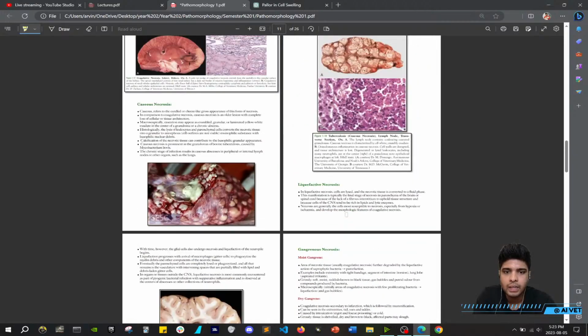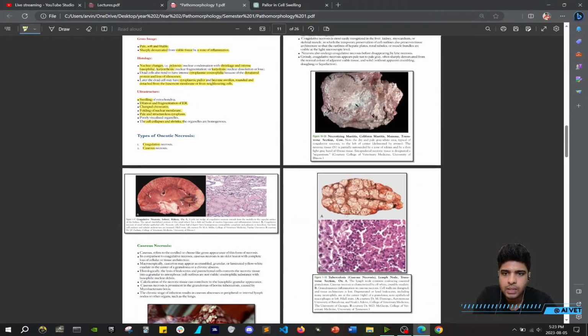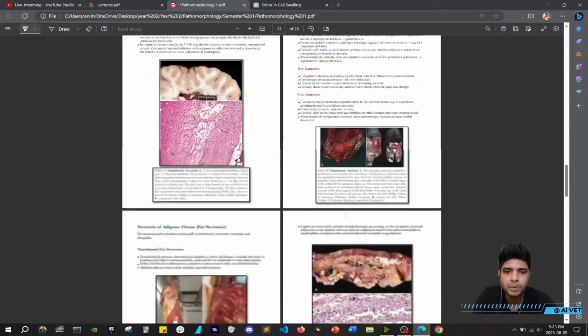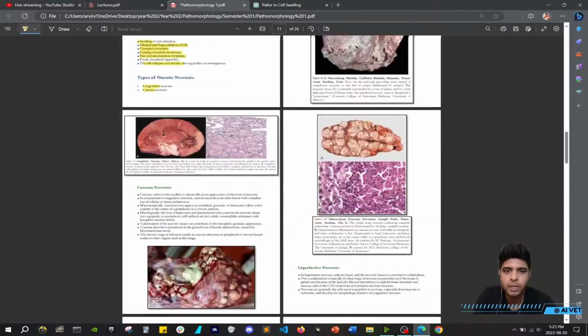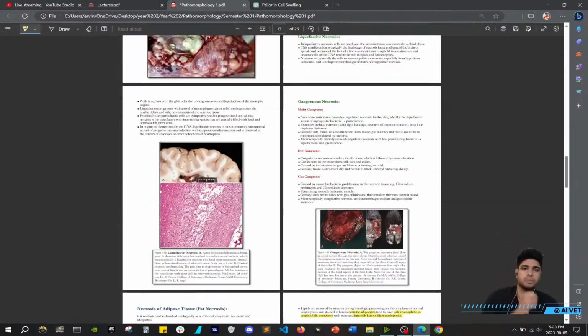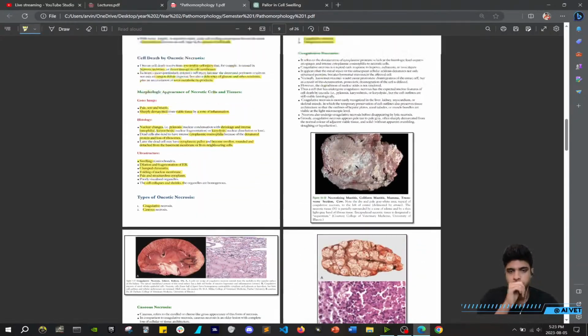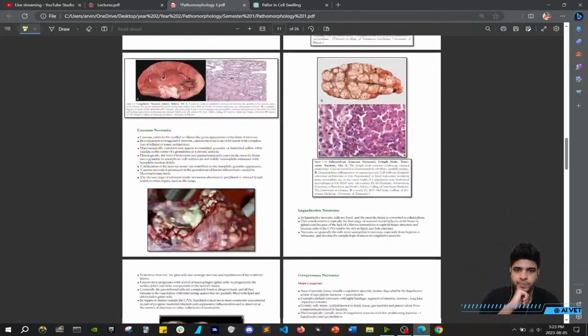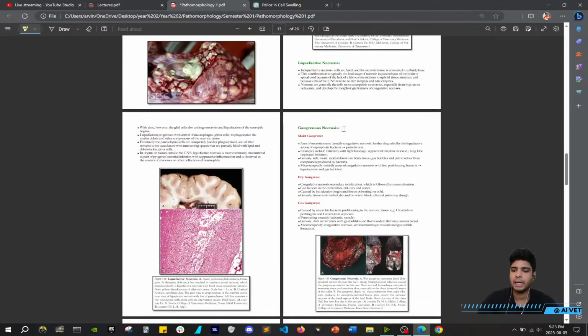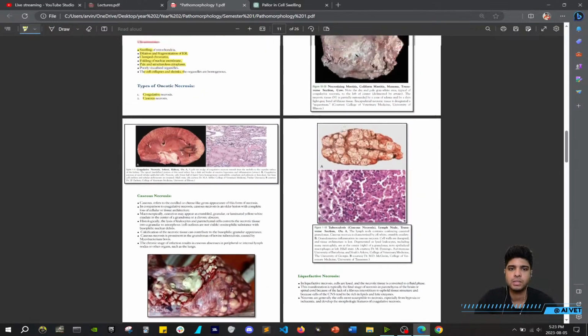So gangrenous, liquefactive, caseous, and then coagulative. This is the part that's left. 1, 2, 3. Let me take a quick break and come back to you guys. See ya.